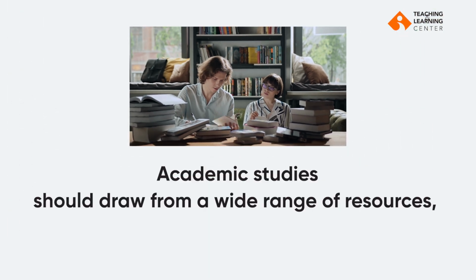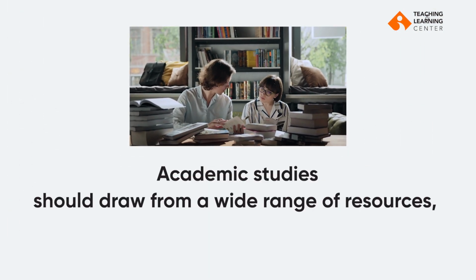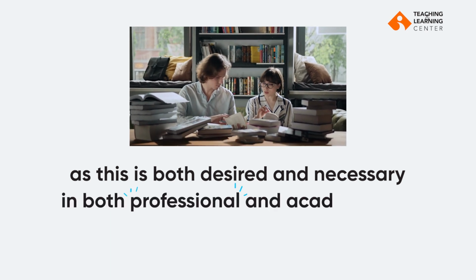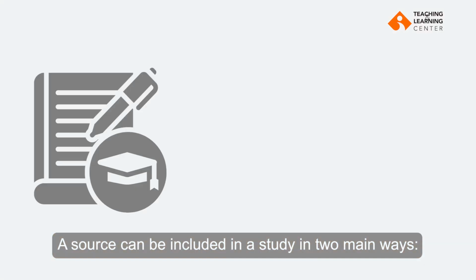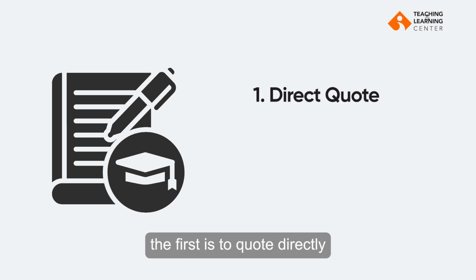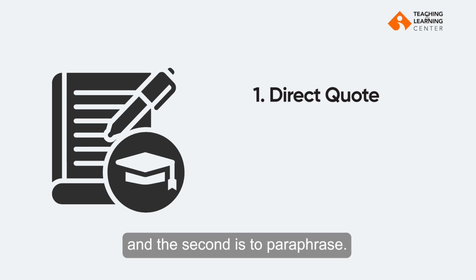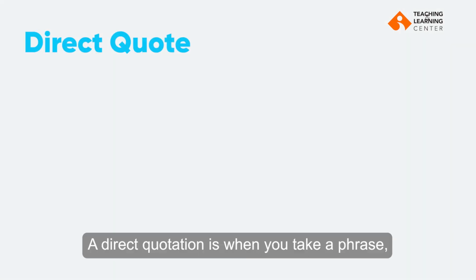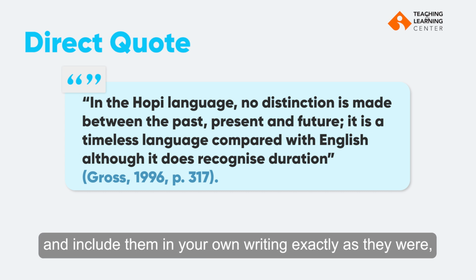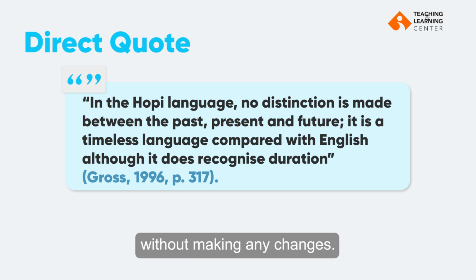Academic studies should draw from a wide range of resources, as this is both desired and necessary in both professional and academic life. A source can be included in a study in two main ways. The first is to quote directly, and the second is to paraphrase. A direct quotation is when you take a phrase, sentence, or even several phrases from another source and include them in your own writing exactly as they were without making any changes.